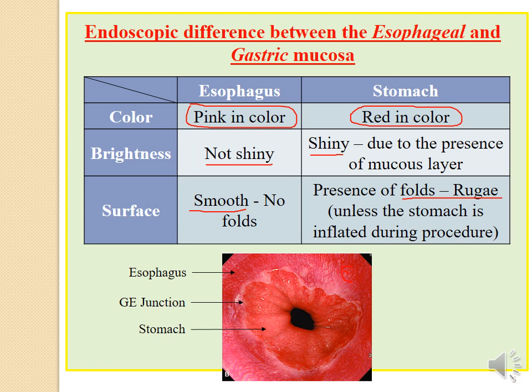And in this image, notice this is the esophagus. Here we have the esophagus. The mucosa is pinkish. It is not shiny, and there are no folds. In the stomach, notice it is folded. It has folds. These are the rugae. And you can see it is shiny. These are all droplets of mucus. And notice the color, it is red. The junction between them, this irregular line here, this is the gastroesophageal junction.